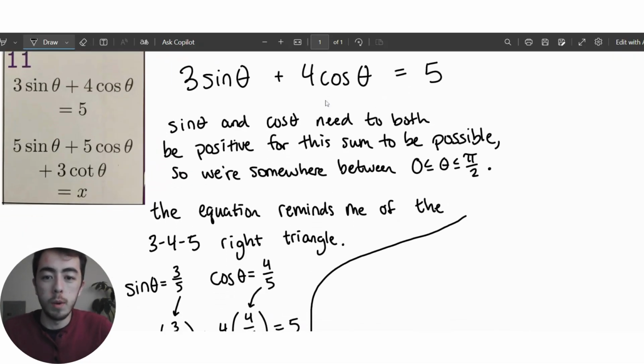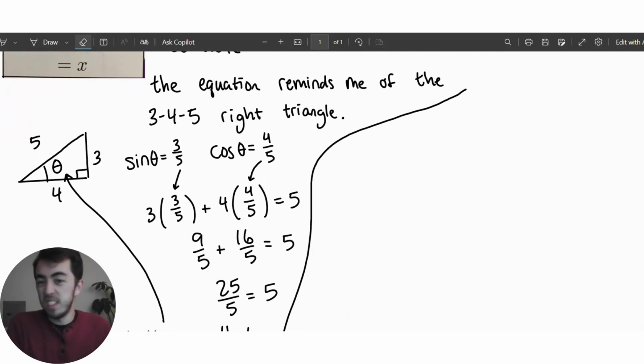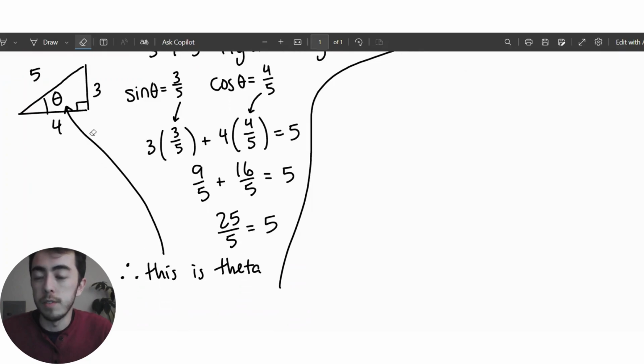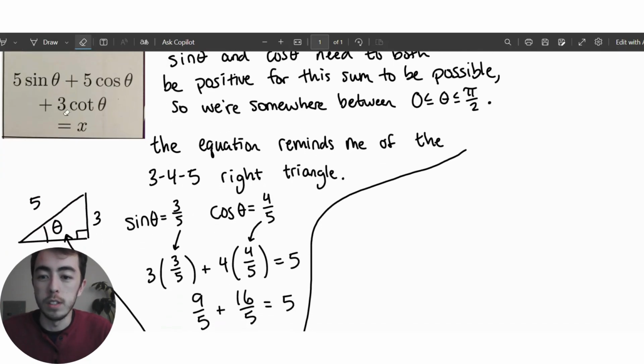Here I'm just writing out my whole idea that sine and cosine need to be positive, so I'm somewhere in that first quadrant. In other words, my angle theta is somewhere between 0 and pi over 2. 0 is here, and pi over 2 is the same thing as 90 degrees. Then I wrote out that I investigated this 3, 4, 5 triangle, and by doing some substitution, I verified that this is my theta that satisfies this first equation. So this theta also will work for this equation here.